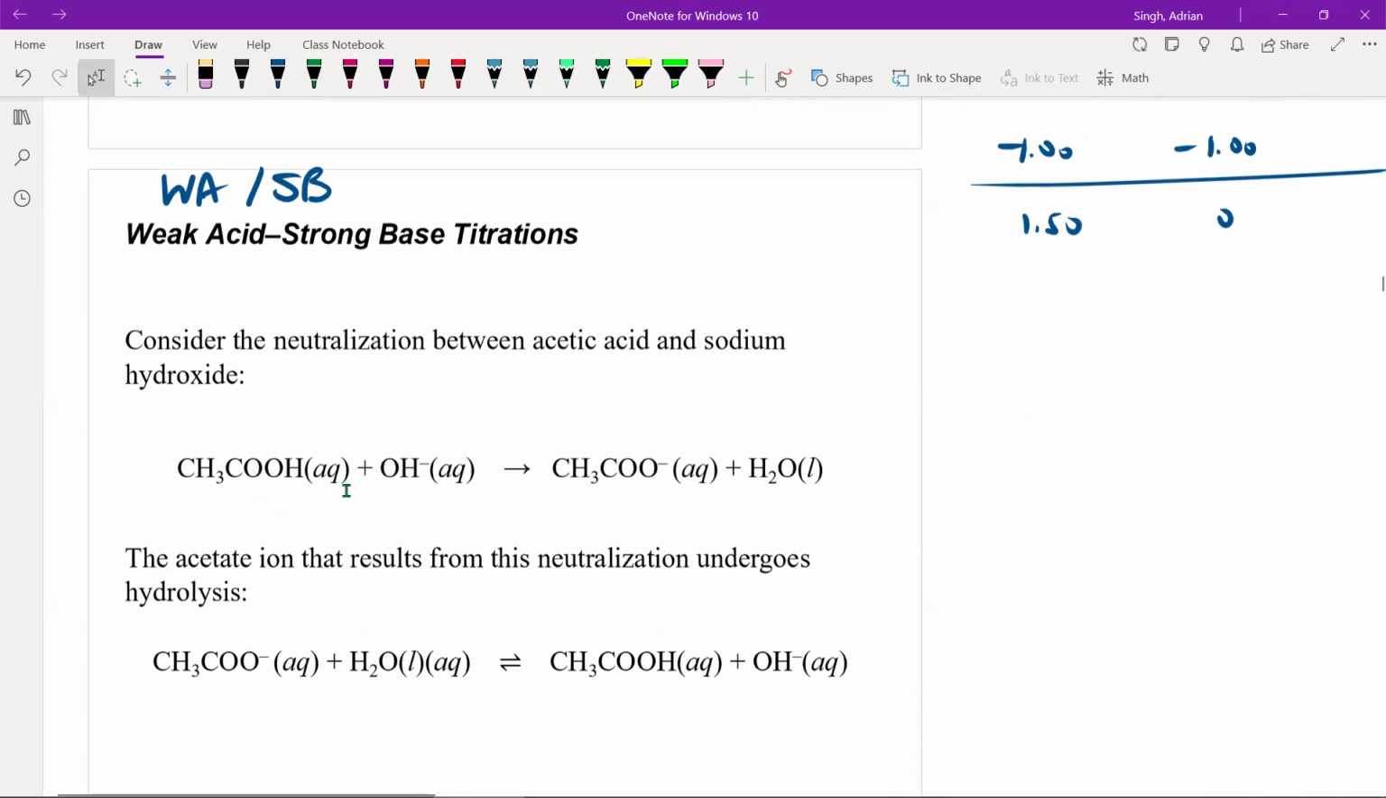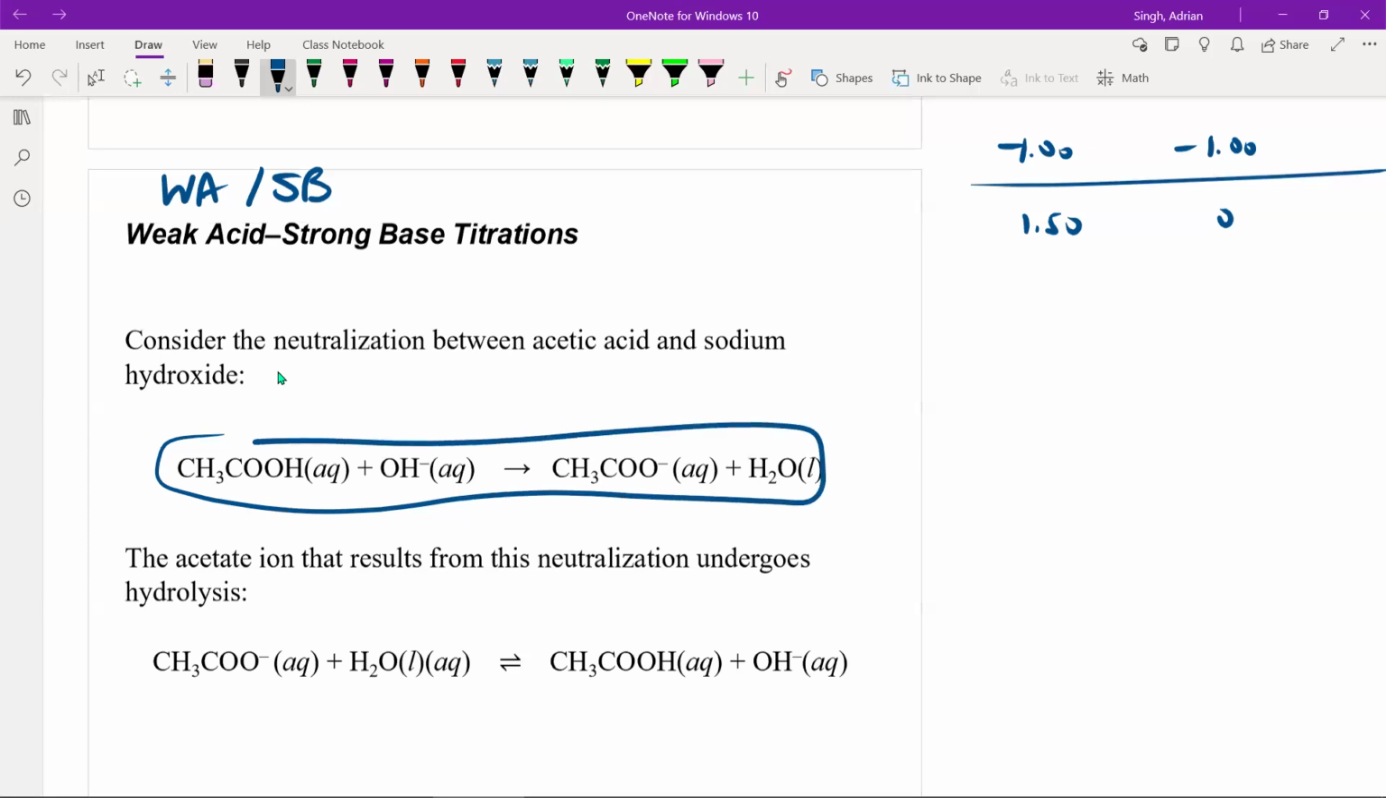So we have here a weak acid such as acetic acid. We know that the acetic acid can react with any added hydroxide ion to produce water. So this loses the H plus, combines with the OH minus to make H2O, and then we get the conjugate base, right? So this is our acid here, and we get the conjugate base as one of the products.